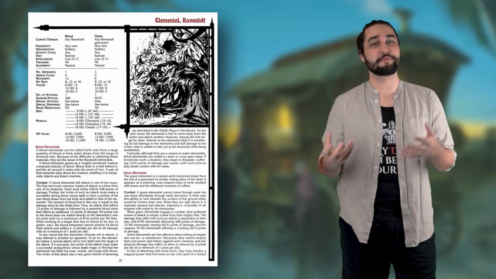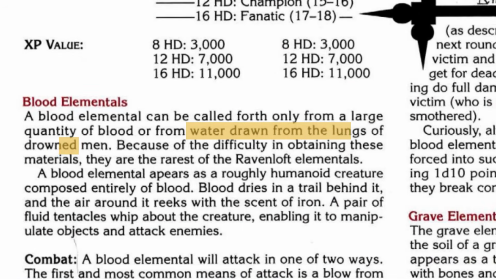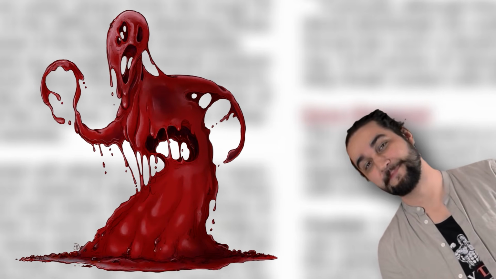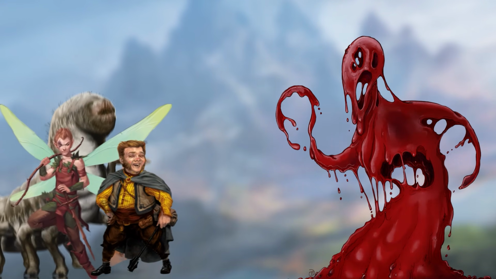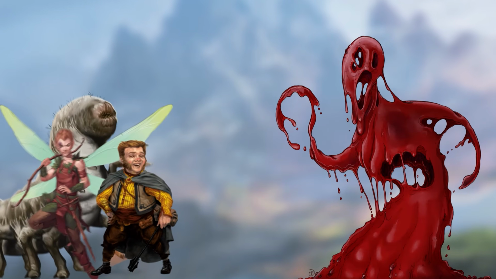One weird little detail here as well is in the original text it does specify in lieu of blood you can use water extracted from the lungs of people who have died due to drowning. That seems like a lot of trouble to me to go through just to summon an elemental, but hey, to each their own. Now once the blood elemental is on the scene, anybody nearby who wants to keep their blood inside their body needs to be very careful.